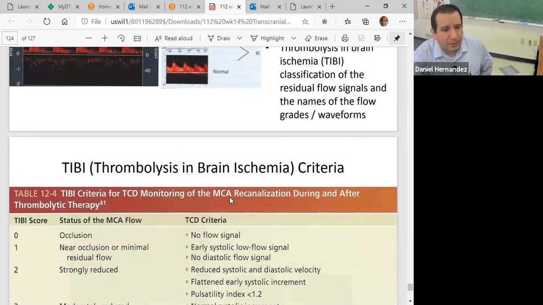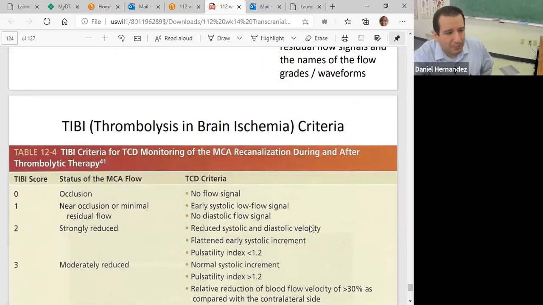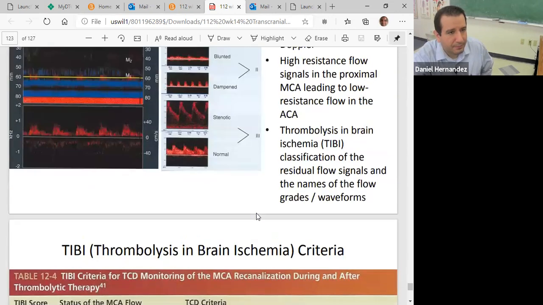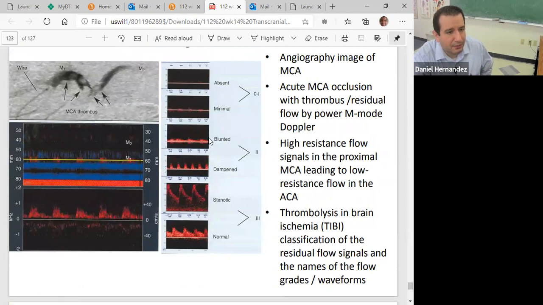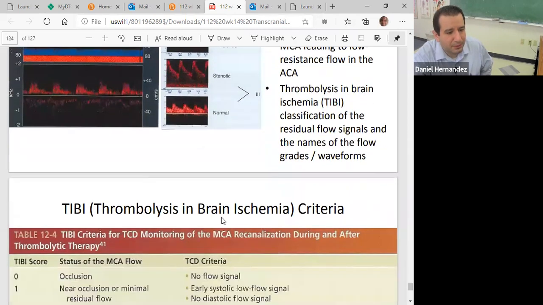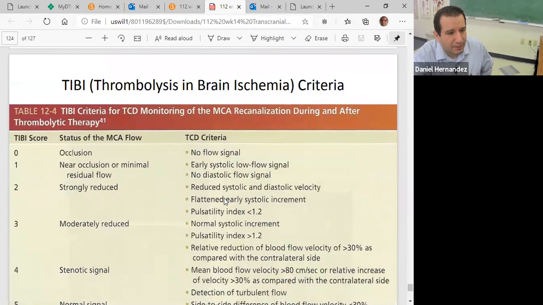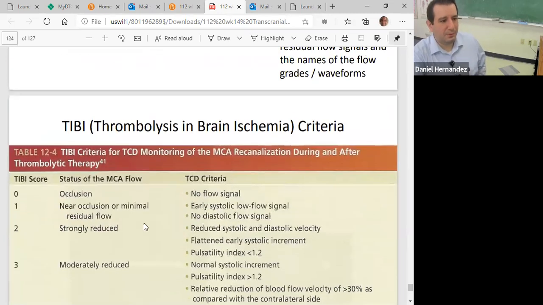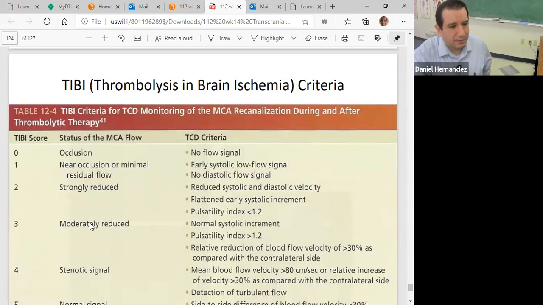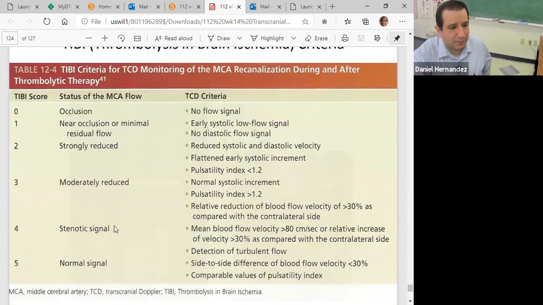So this is monitoring for MCA recanalization during and after thrombolytic therapy. We should get a gradual improvement, going from our occlusion to a mildly reduced to a stenotic signal as the clot starts to break up, to a normal signal.